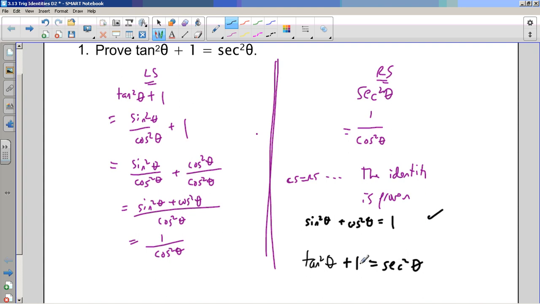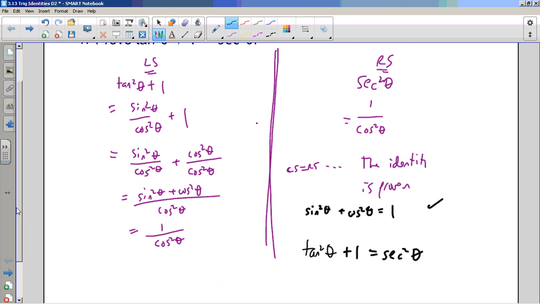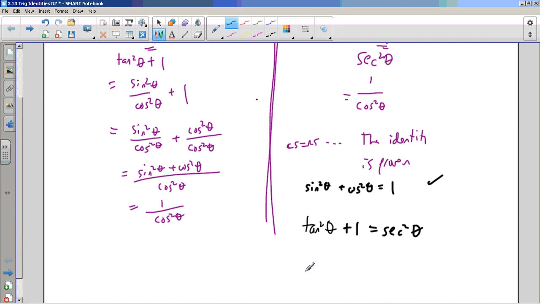And this is the one that we just proved. And there's actually another one. The other one is 1 plus cotan squared theta is equal to cosecant squared theta. And we could prove that. I'm not asking you to, but this is another version of the Pythagorean identity. Now, how would you remember this?